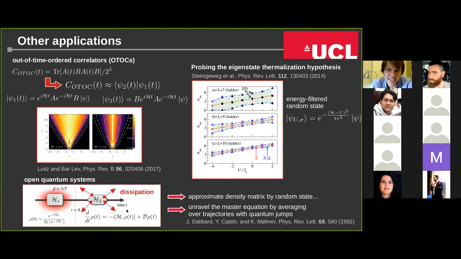Jonas, okay. Maybe I can ask a question. I just want to try and understand what you mean by this idea for open quantum systems. So what you want to do is reproduce the canonical ensemble state of the environment by one of your typical states, and then unravel an effective master equation for that. Is that the idea?